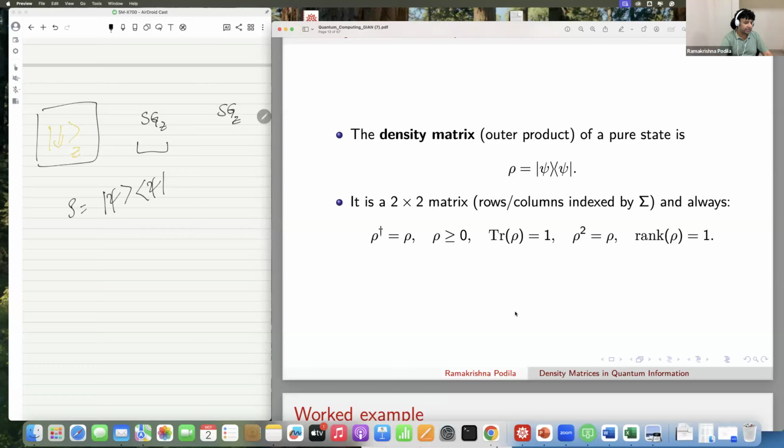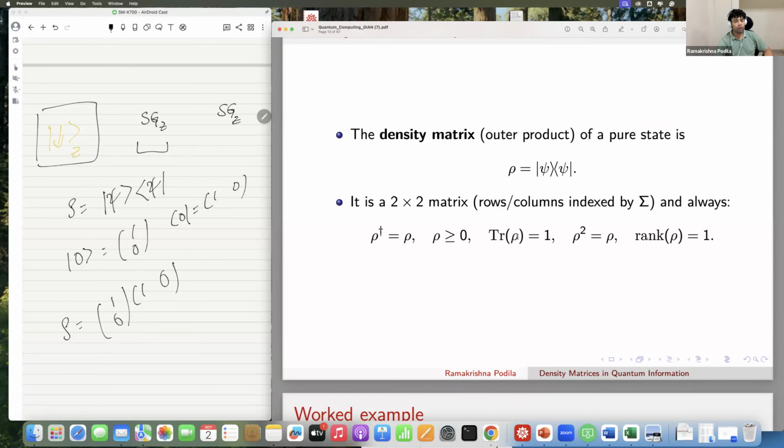For example, if you have the state 0, which we represent as (1, 0), then rho would be the outer product of (1, 0) with (1, 0), right? And that's how you would get the density matrix for that. It gives you a 2 by 2 matrix, for example, if you have a qubit system.